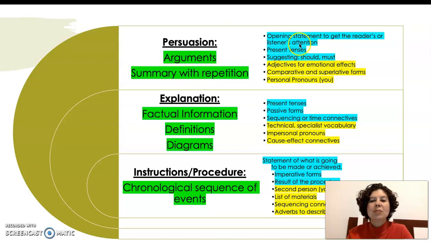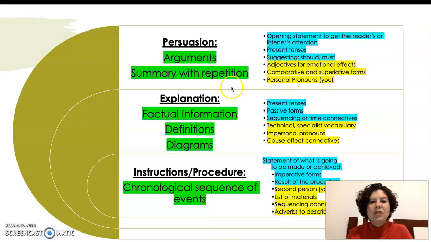Okay, here what you see in blue is the elements that are included in the persuasion text, but at a sentence level. Okay, you're going to find an opening statement, you're going to find present tenses, you're going to find the use of should or must, probably. Okay, and what you see in yellow is the elements at a word level in this kind of text. In a persuasion text, you're going to find adjectives, comparative and superlative forms, and personal pronouns, such as you.